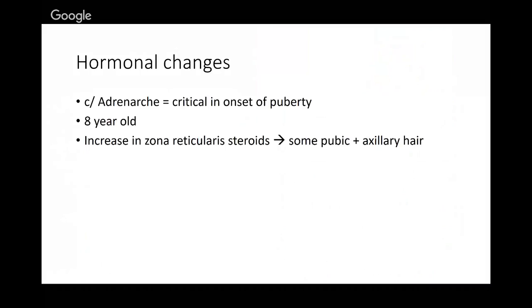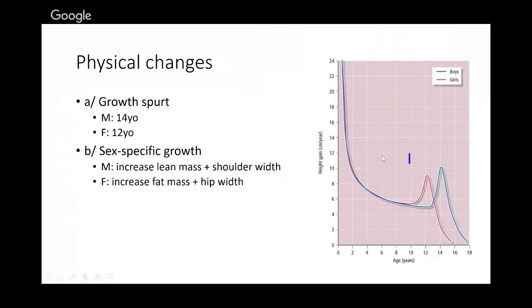All right, the other concept before we talk about puberty is adrenarche. So it's a critical onset of puberty, and it happens around 8 years old, so a couple of years before puberty actually happens. And this is due to the increase in zona reticularis steroid production. So you start to get some pubic or axillary hair, and that's all you need to know.